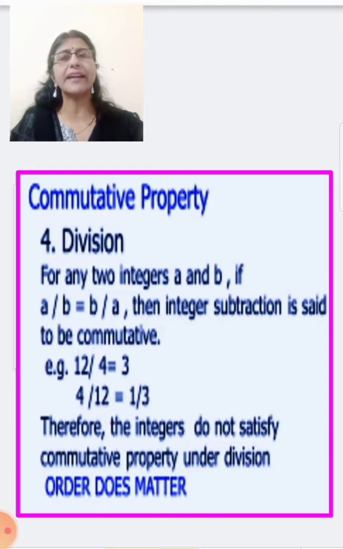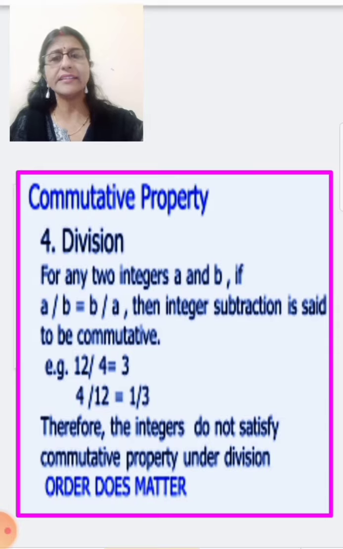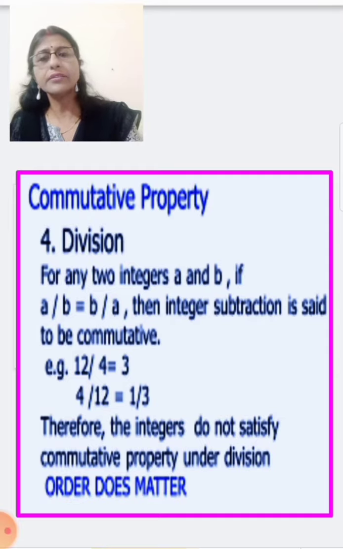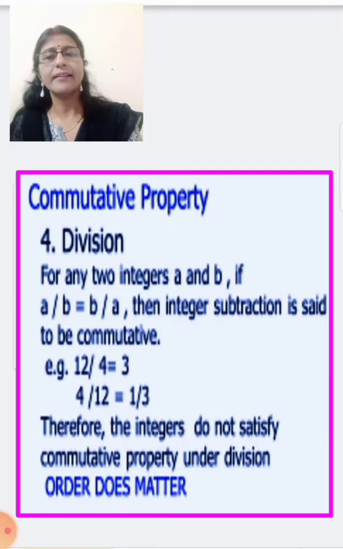In the first case, we divided 12 by 4. When you divide 4 by 12, on division we get the quotient 1 upon 3. So can you say 3 is equal to 1 upon 3? No. 3 is not equal to 1 upon 3. Therefore, integers do not satisfy the commutative property under division. So here order does matter, because if you change the order, you will not get the same quotient. Now, let us go to the next slide and see.